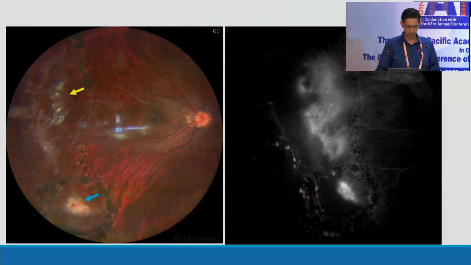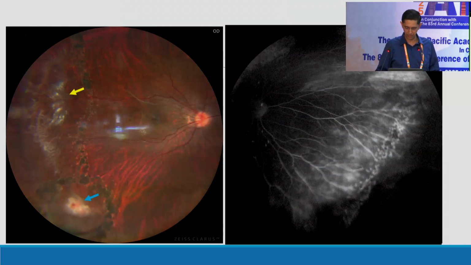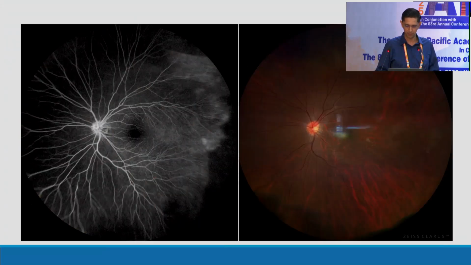So this was not just a high myopia, and the FFA beautifully highlighted the leaks from the NV and the VPT lesion, and the PAR also was well highlighted. Even the left eye had signs of FEVR with PAR seen on FFA.